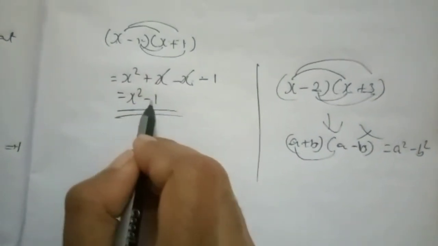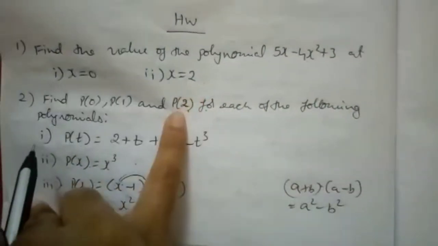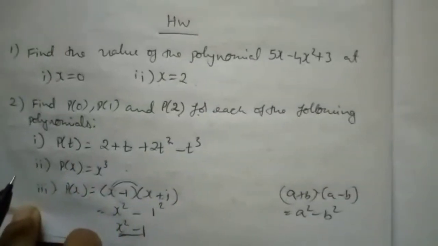So after finding this much, x square minus 1, you have to find p of 0, p of 1 and p of 2. Students, solve these questions in your homework book.